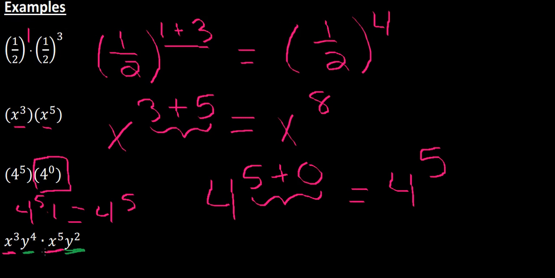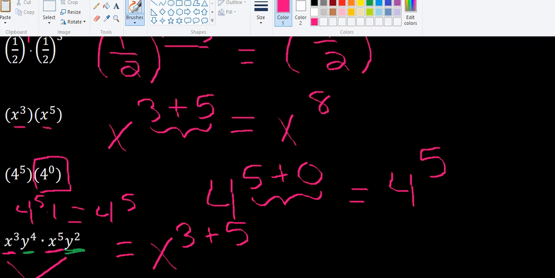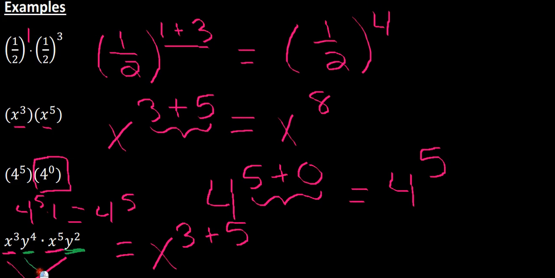So I'm going to break this out into my x's together and then my y's. So my x terms, if I look at those, I have x to the 3rd and x to the 5th. And again, when we're multiplying like bases, we add the exponent. If I then look at my y terms, I have y to the 4th and y to the 2nd. So this is x to the 3 plus 5 times y to the 4 plus 2.